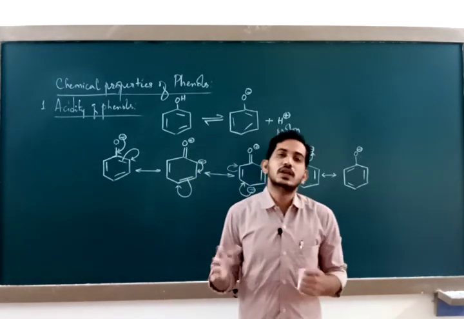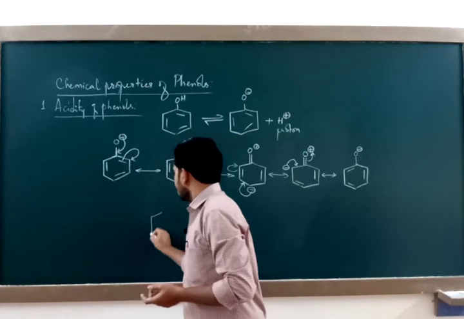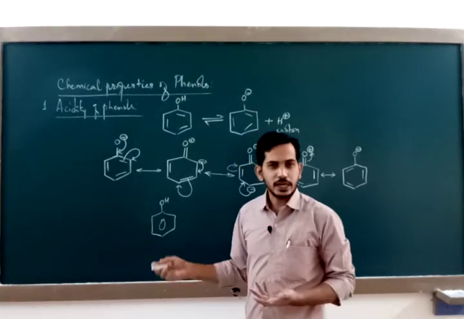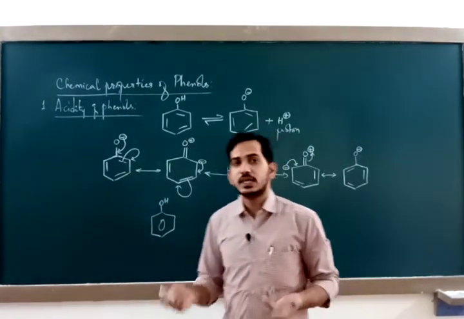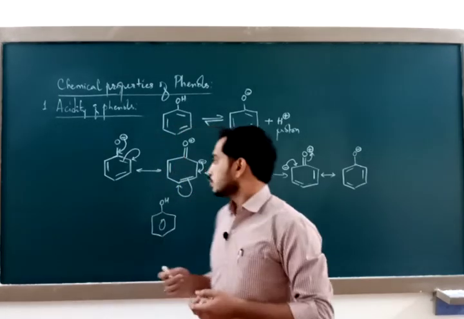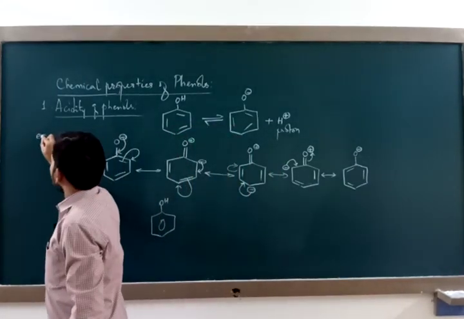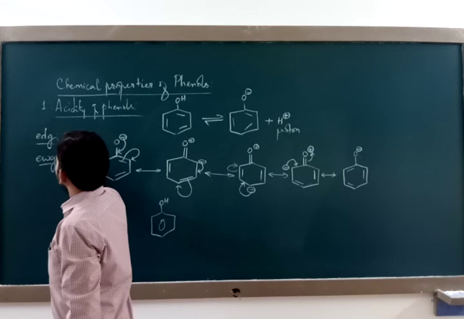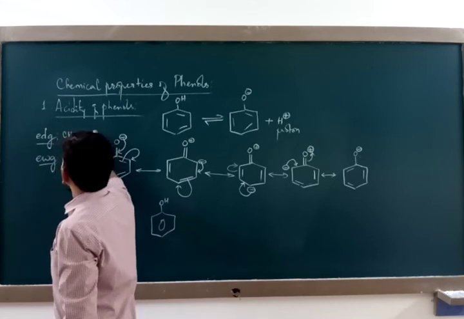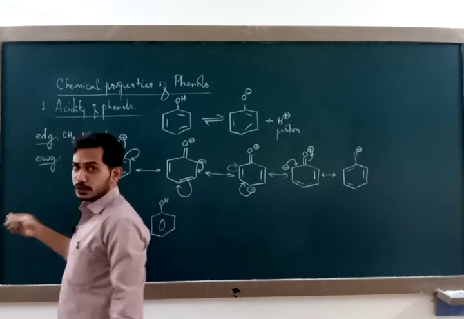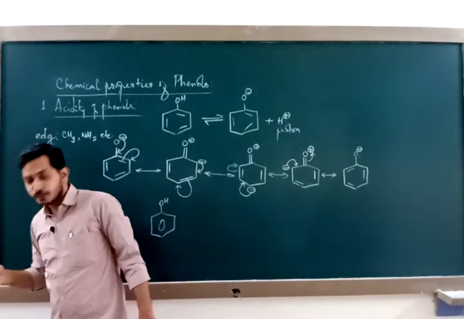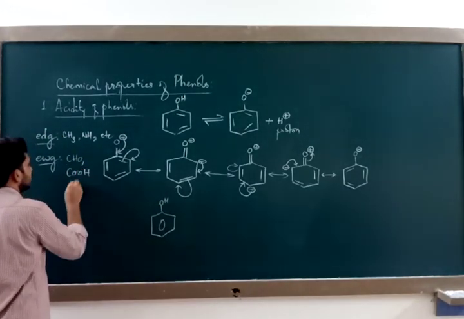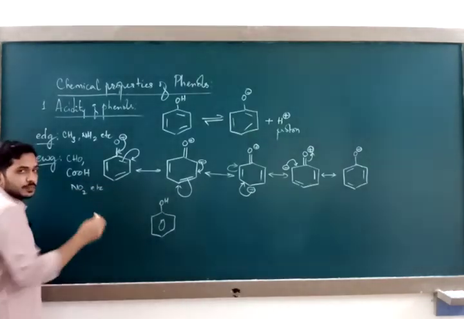Now what happens if phenol is substituted? If phenol has got OH on it and if it has got any substituent attached on any of the 5 carbons, will it affect the acidic strength or acidity of phenols? Yes. So there are 2 kinds of groups. One we call electron donating groups and the other we call electron withdrawing groups. Electron donating groups can be methyl, amine, etc. Electron withdrawing groups are those functional groups which contain multiple bonds in them, like aldehyde, carboxylic acid, nitro group, though it is not a functional group, etc.